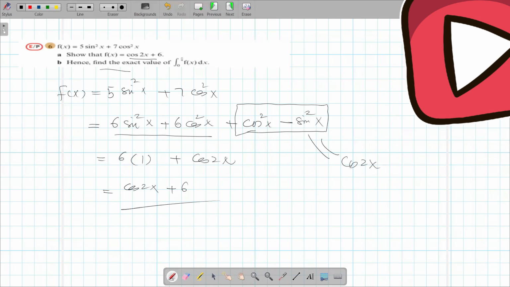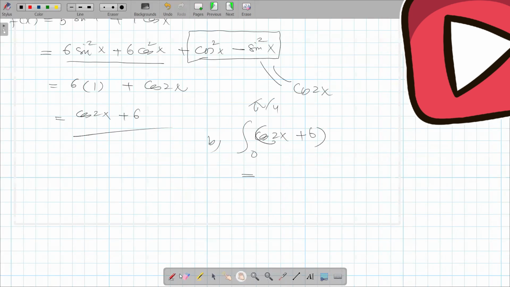Hence find the value of this integral from 0 to pi by 4 in part b. So integrate the given function from 0 to pi by 4. The given function is now simply this, and we can integrate this easily. It is going to be sine 2x over 2 plus 6x, and we will put the limits 0 to pi by 4. When we put pi by 4, this will be sine pi by 2 divided by 2 plus 6 times pi by 4.